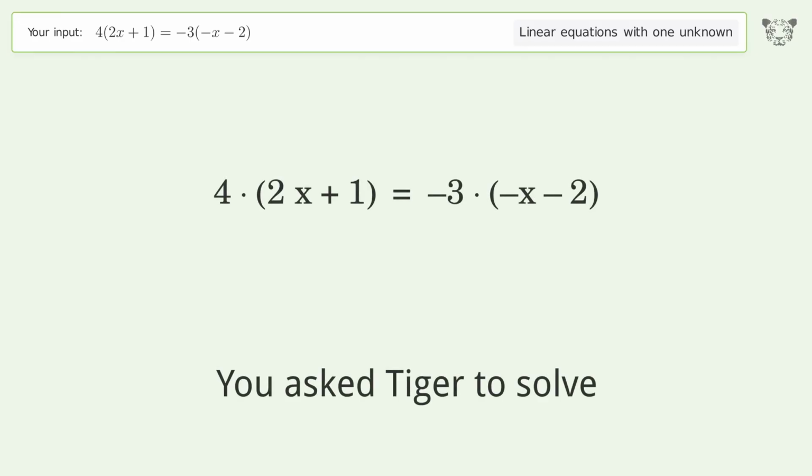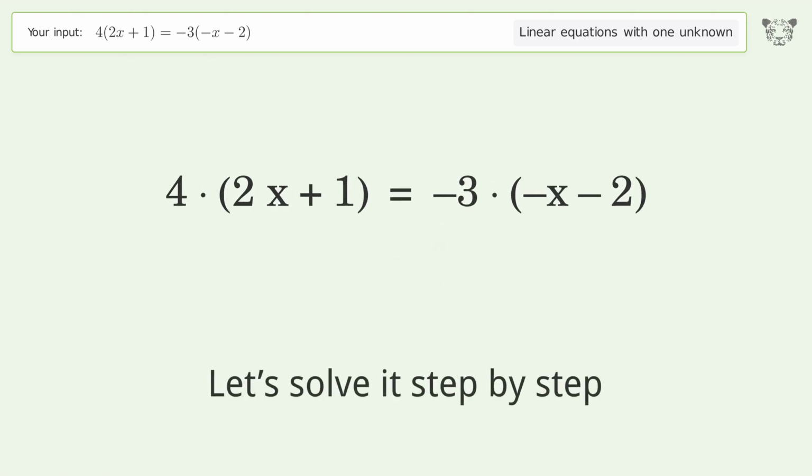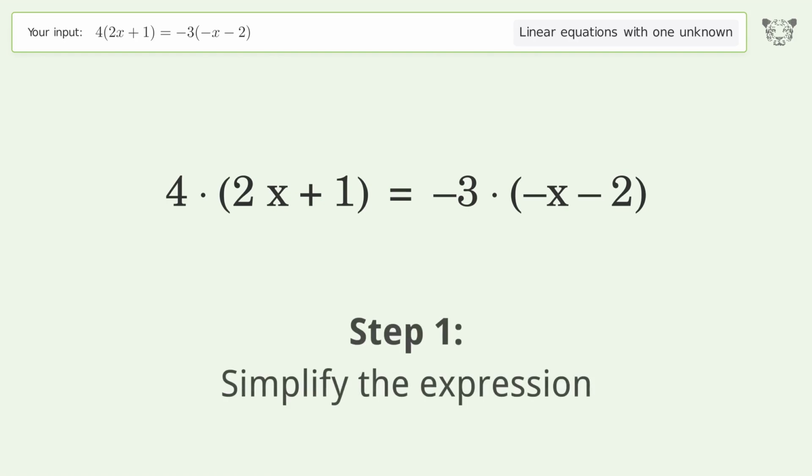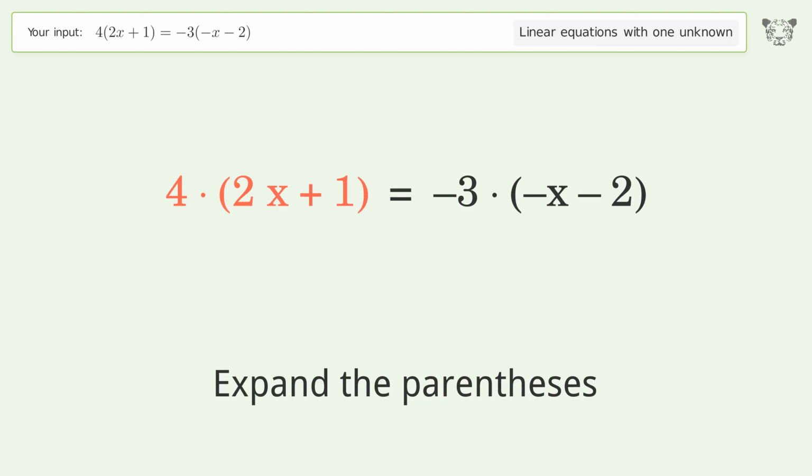You ask Tiger to solve. This deals with linear equations with one unknown. The final result is x equals 2/5. Let's solve it step by step. Simplify the expression. Expand the parentheses.